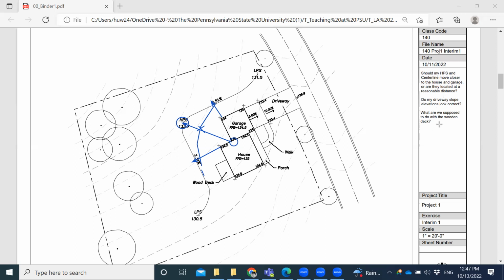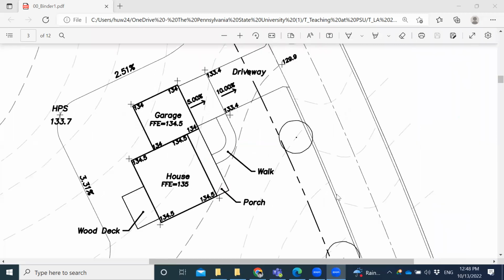What are we supposed to do with the wooden deck? For now, you can ignore it. It doesn't really affect your grading. The wooden deck can be built after a house is built, after the ground has been graded. The way the wooden deck is built doesn't depend on what the ground elevation looks like. There is not a wrong ground grading plan that would make it impossible for the wooden deck to be built. Okay.